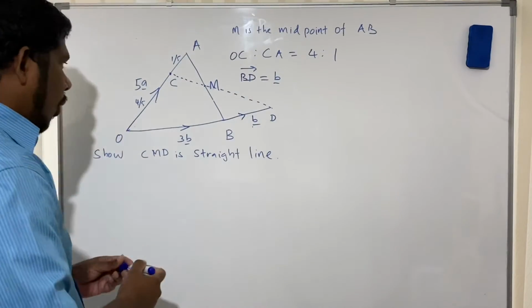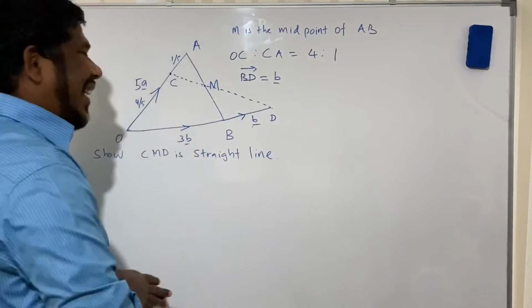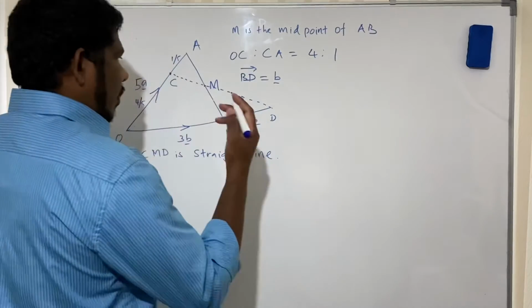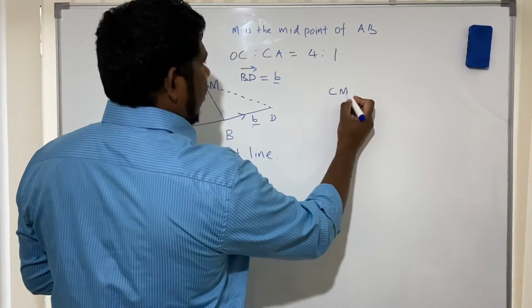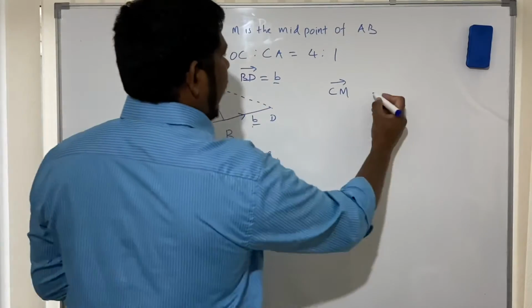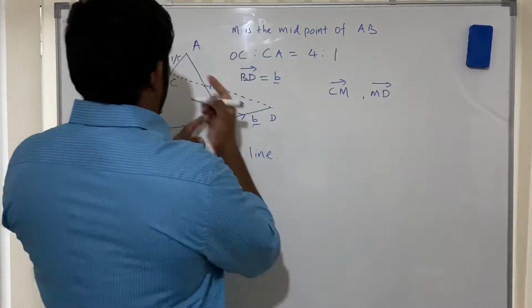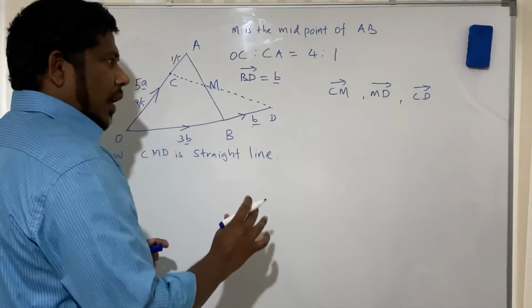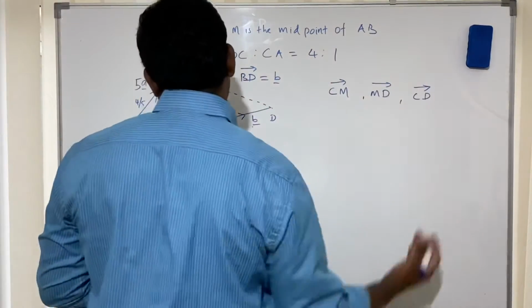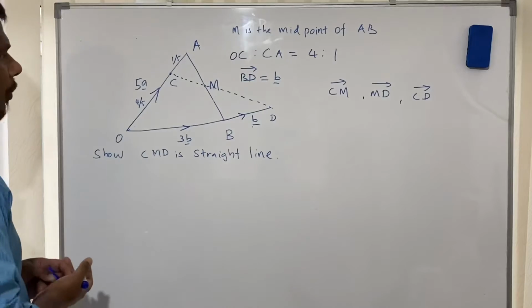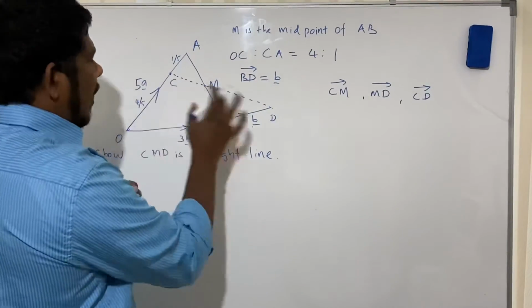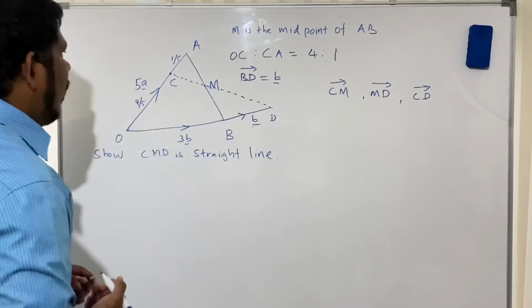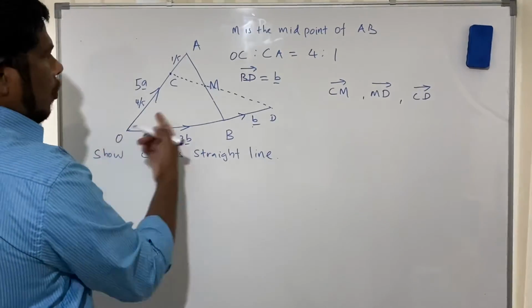Okay, what we need to do? All right. So if they ask to prove a straight line, so we know the 3 points C, M, D. So the idea is vector CM, or MD, or CD, two of these are multiples of any of the vectors. So what we need to do, we need to find CM or MD or CD. So what is the easy? First, CD is more easy. How we can find it: vector C to O, then O to D.